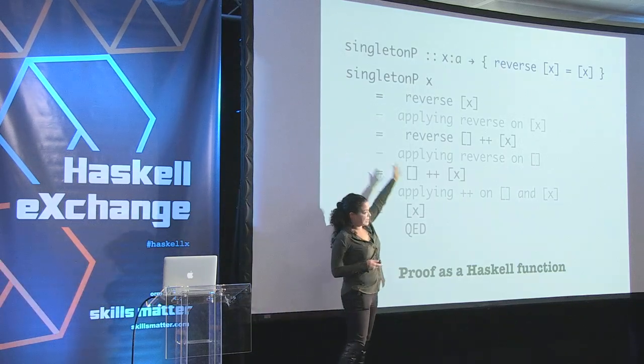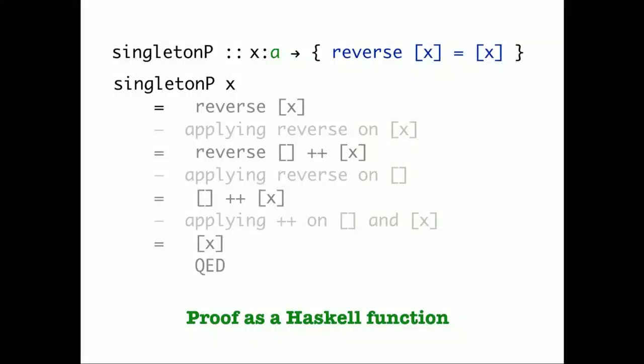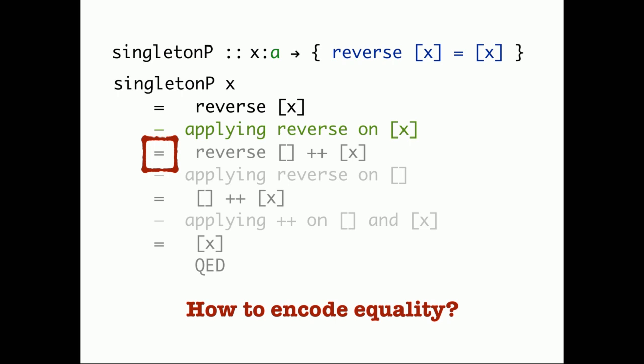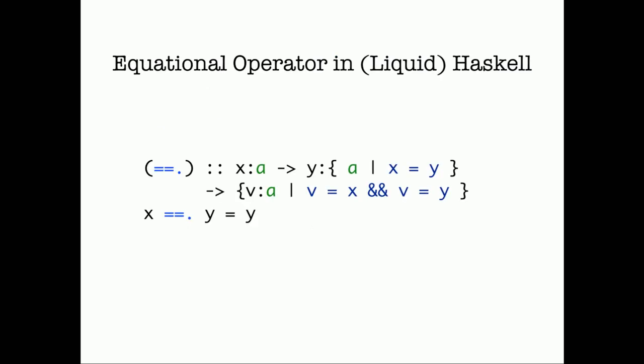I'm basically going to translate the proof that I have here as a Haskell expression. So I start from the beginning. The proof starts from the left-hand side. I have reverse x. This is a Haskell function, so I am good. And then I am at the point that I need to express this equality in a Haskell term. So how do you express this equality as a Haskell term? So I'm going to define a Haskell function equal dot, this blue Haskell function, that basically takes an input x, a y, and it just returns y. It doesn't do anything fancy in the Haskell definition.